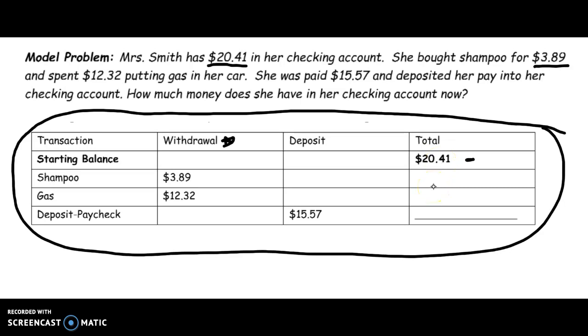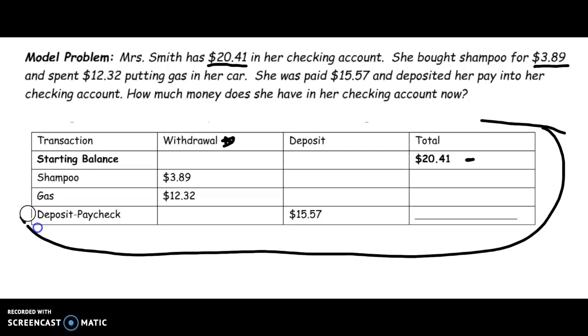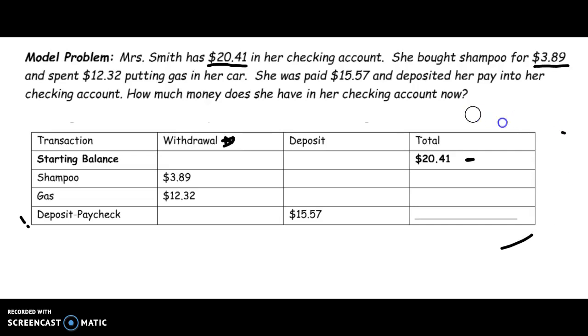So down here at the bottom, really quick, I'm going to erase that circle. Down here at the bottom, we're going to do some math. Okay, and there we go. So I'm going to start with $20.41, and I'm going to subtract $3.89 to find out how much money she has left. So I'm going to go through the process of regrouping and doing the subtraction.